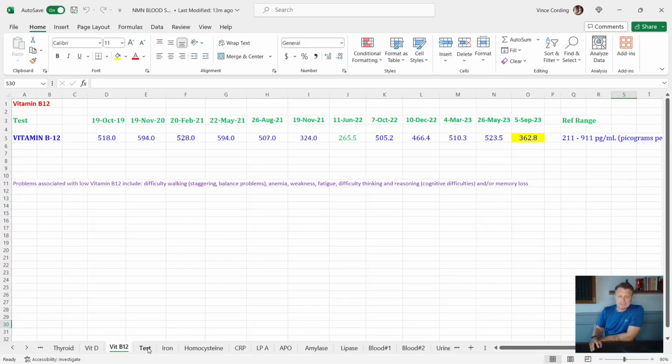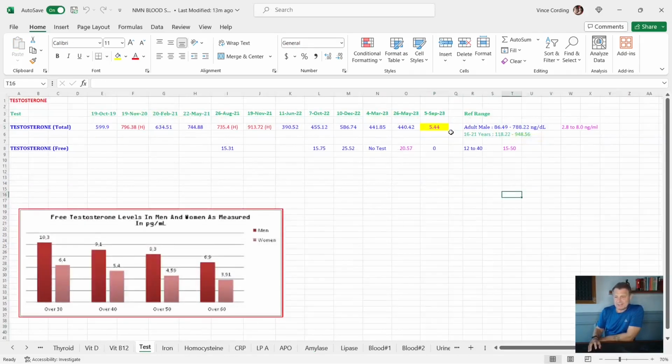So moving on to my testosterone, you can see here it's 5.44. The reference range is 2.8 to 8. So 5.44 is more or less in the middle. So I'm happy with that. For some reason, whether I'm on this island or the large one, I can't get my free testosterone checked. They did say it might be possible in Manila, but I'm not going to fly an hour over there just for that test. So no problems with that.